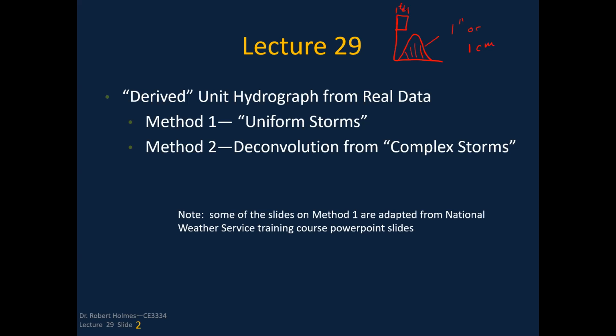And we've got two ways of doing that. One is for uniform storms, where the storm is nice and uniform in its rainfall, and it has one single peak, and it's a nice hydrograph that looks nice and uniform. There's no double peaks and no messiness to it. The other method is using the convolution equation and deconvoluting the complex storm.